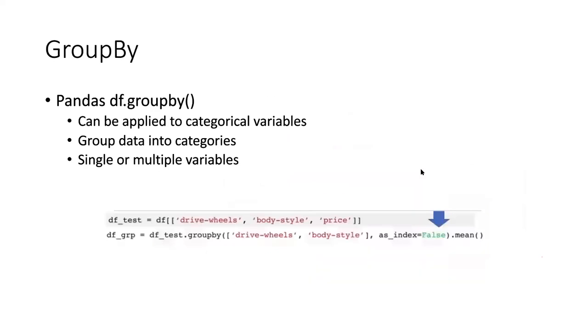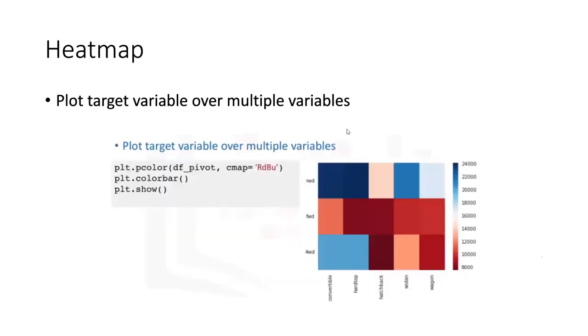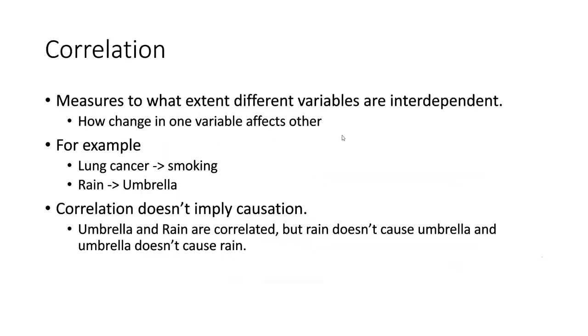Okay, and again group by, we can do certain things, right? And also one-hot encoding, pivot method, heat map, to get the correlations. Heat map again gives us correlations. So again, correlation measures to what extent different variables are interdependent. There are two things, one is correlation, another is covariance. It also gives the dependency, either positive or negative, and also gives us the magnitude, how much. For example, lung cancer is affected by smoking, and if it is raining, then you would be using an umbrella. So all sorts of things, right?